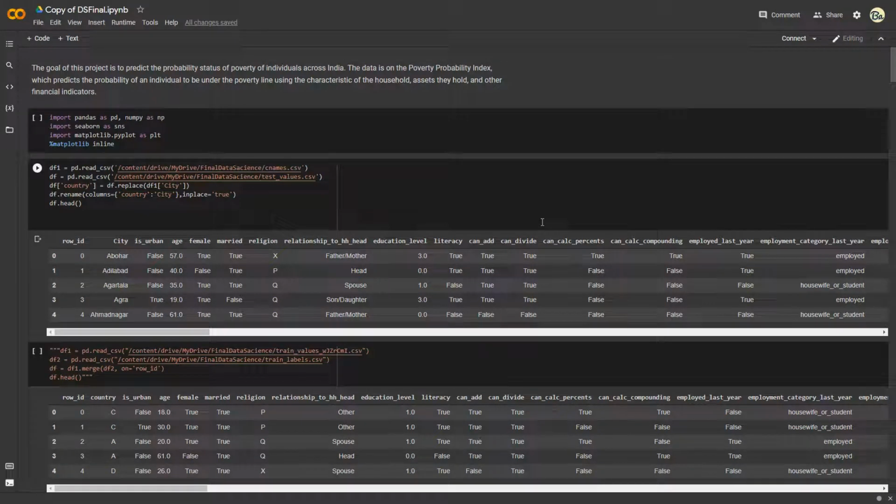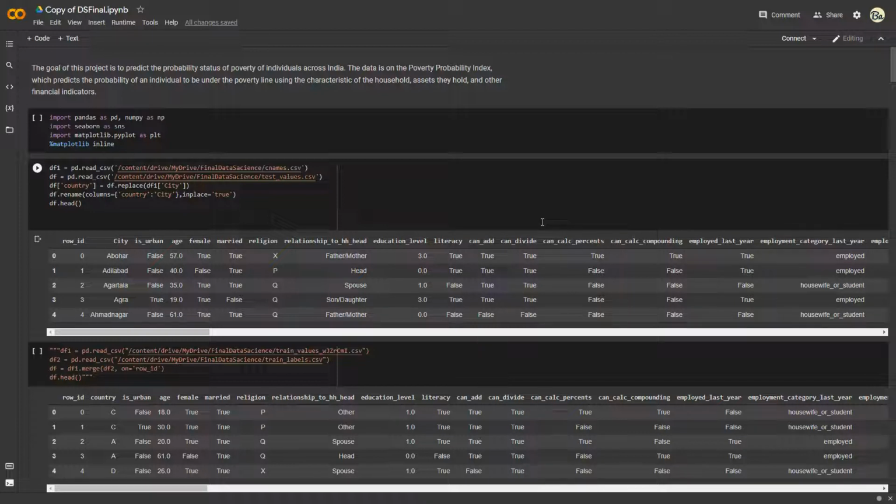Good morning to all. Basically, in this project, which we did in this data science course, we are going to predict the probability status of poverty of individuals across various parts of India. The data is on the poverty index. It is used for the prediction of the probability of an individual being under the poverty line using various characteristics such as income, household assets they hold, and many financial factors.